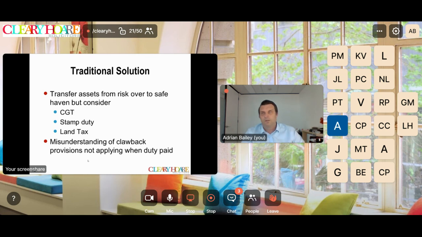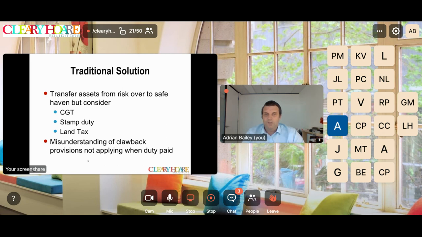Of course, we need to consider all of our solutions, and one of them would be what you would consider to be a traditional solution of transferring assets from risk over to a safe haven. But of course, we need to think about capital gains tax, stamp duty, and land tax issues if we're transferring to a trust, for example. So it needs to be considered; it may not be the best outcome, but in some circumstances it can be, or those are costs the client's willing to live with.